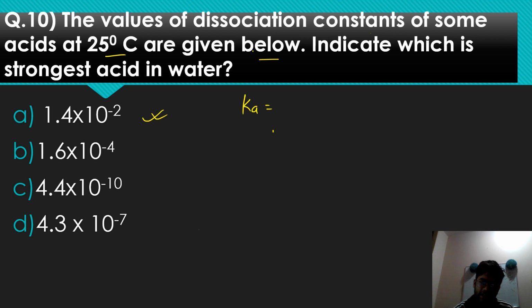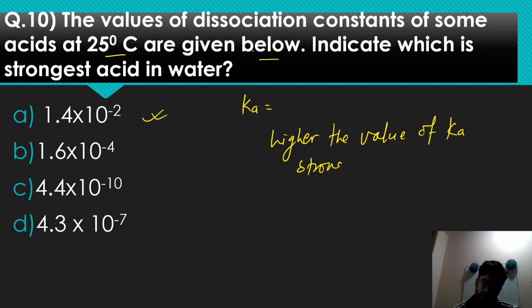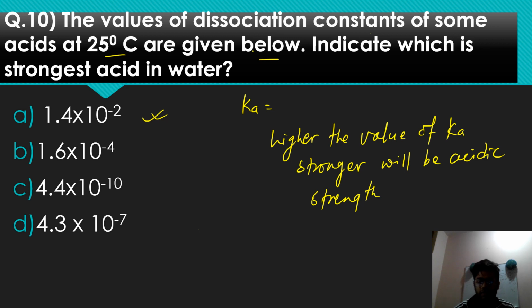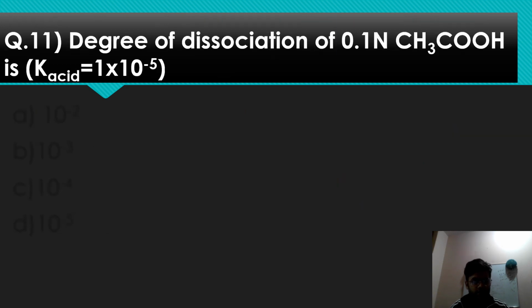We already said that the higher the value of K, the stronger will be the acidic strength. It means the lower the pK value. So we have been given the K values. Among these, which one is highest? 10 to the power minus 2 is the highest value. So the right answer is 1.4 into 10 to the power minus 2.